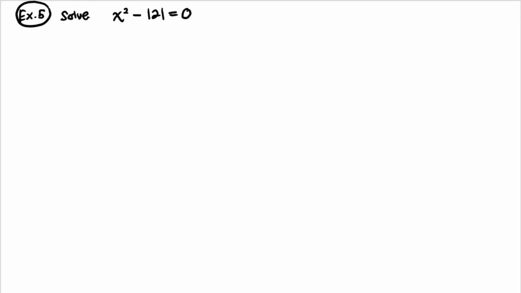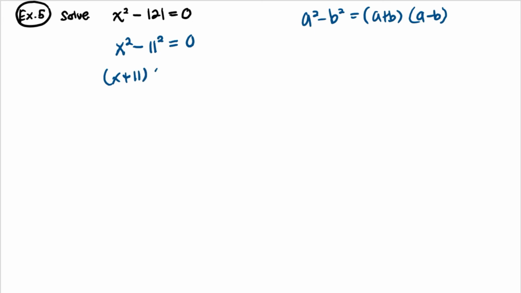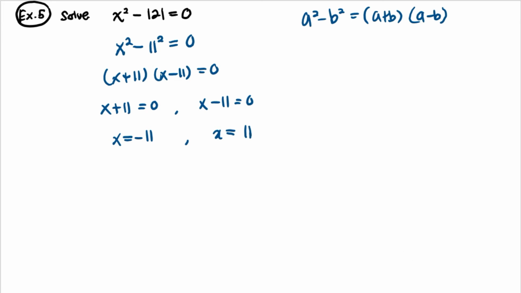Let's see the second one. Suppose we have this type of equation. This is very easy because x squared minus 121, and 121 is 11 squared. Recall the factorization for a squared minus b squared, which is a plus b times a minus b. In this case, you have x plus 11 times x minus 11 equal to 0, so x plus 11 equals 0, or x minus 11 equals 0. It's or, not and. So x is equal to negative 11, and another one is x equal to positive 11. So you have two answers here.